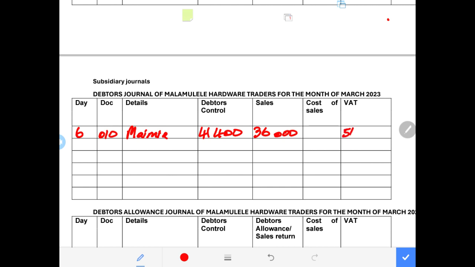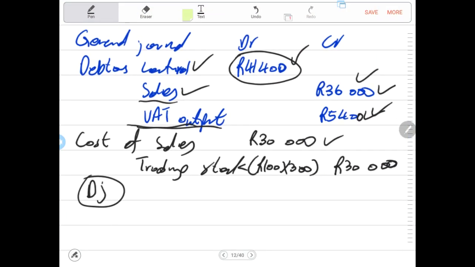VAT is 5,400. Cost of sales, how much do we have for cost of sales? It is 30,000 rands. And with that being said, we are all ready to go. Our cost of sales is the one column that we have recorded. Now this would have been recorded when the inventory was bought. That's a story for another day. Why are we using cost of sales as opposed to trading stock? When we bought, we recorded under trading stock. Then when we sell, we record under cost of sales. Now we have recorded this transaction.